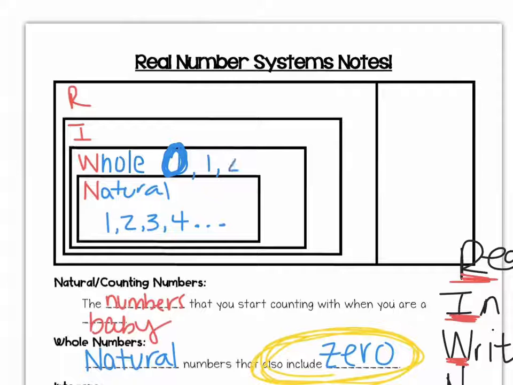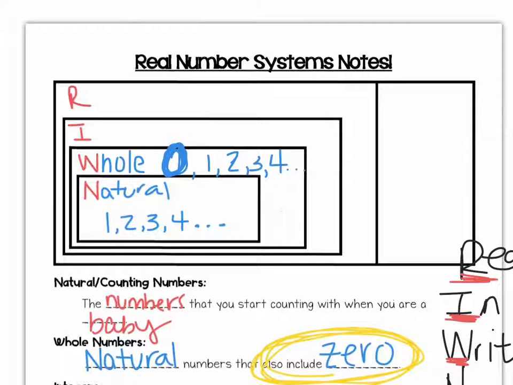1, 2, 3, and 4. And it still goes on. I'll fix my 2 right there. And it still keeps on going on and on and on. I can count as far as I want, but I just stopped it there. So it's all of the natural numbers that you've been using plus the number 0.